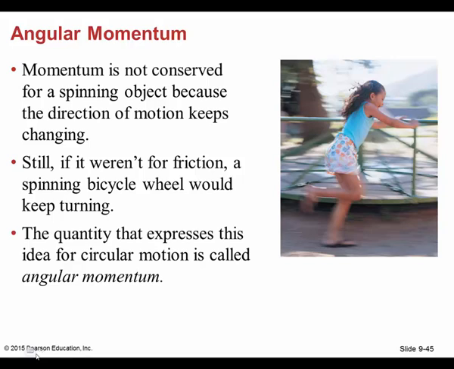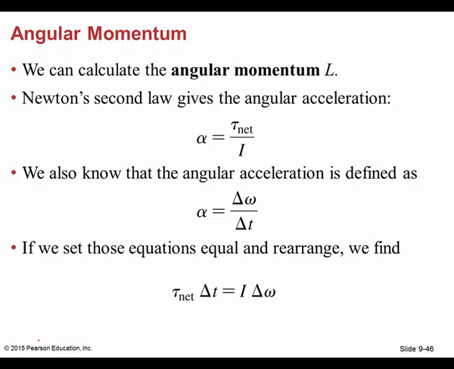All right, angular momentum. Momentum is, of course, not conserved for a spinning object because the direction of motion keeps changing, okay? So momentum is not conserved because you have a change in direction. The quantity that expresses this idea is called angular momentum. And how do we write that?